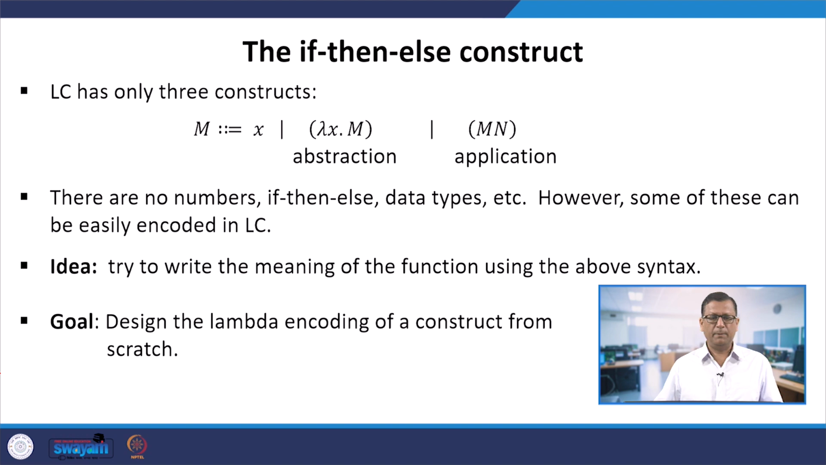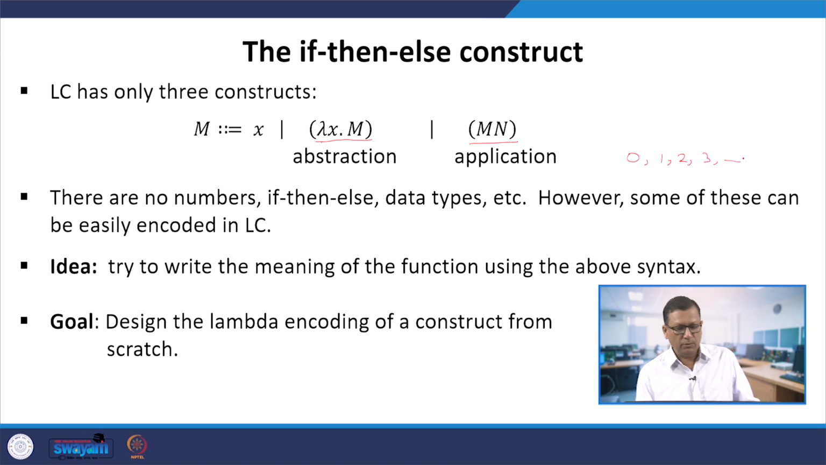Recall that lambda calculus has only 3 constructs. A variable is a term, an abstraction is a term and an application is a term. This is an abstraction, this is an application. So in this language we do not have any constants like 0, 1, 2 etc. We do not have the if then else construct in it, we do not have any data types. However, later we are going to see how some of these constructs can be easily encoded in lambda calculus.